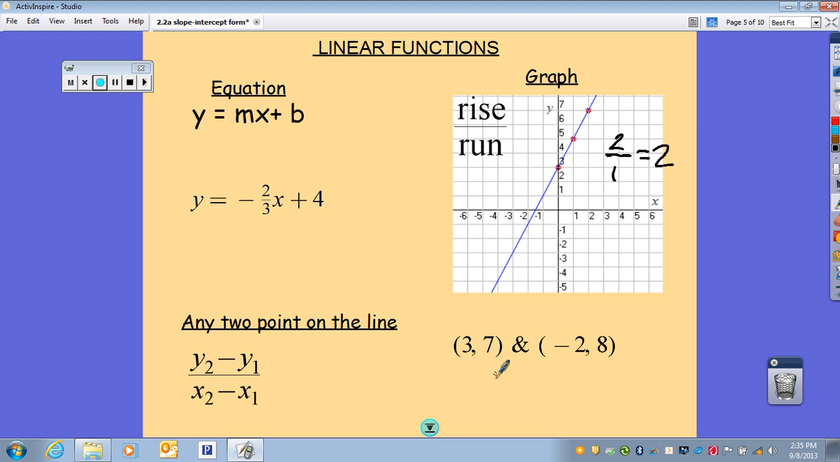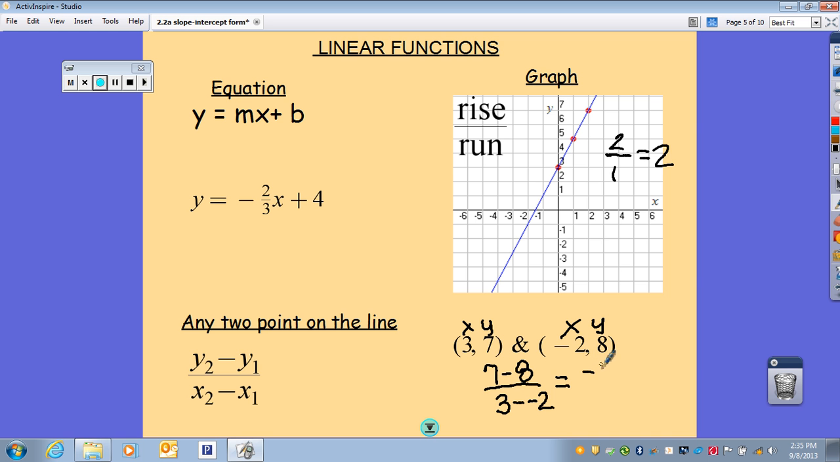So I'm going to start with my 7, and I'm going to subtract the 8, which is subtracting the y values. Remember, if this is my x value and my y value, my x value and my y value. Since I began with this point for my y value, I must also start there for my x values. So I have 3 minus -2.